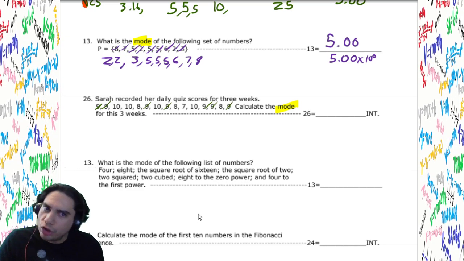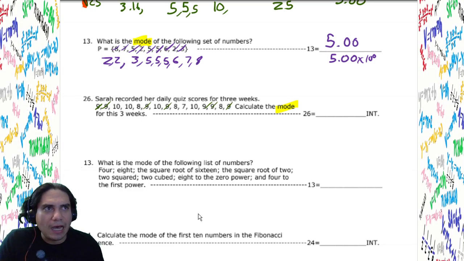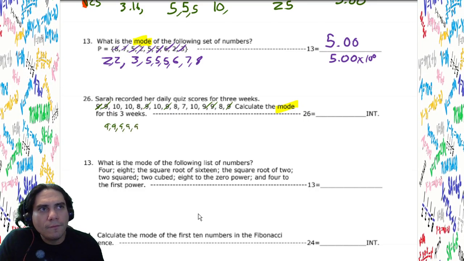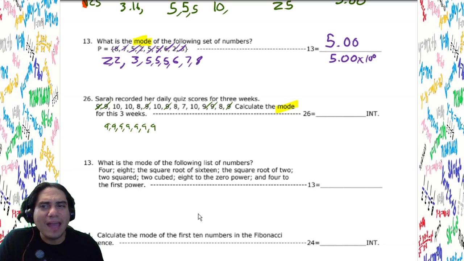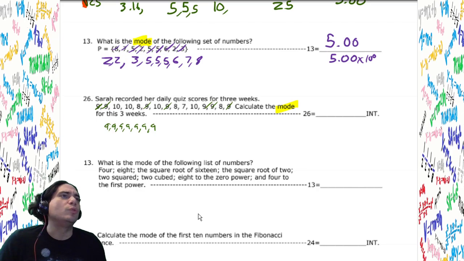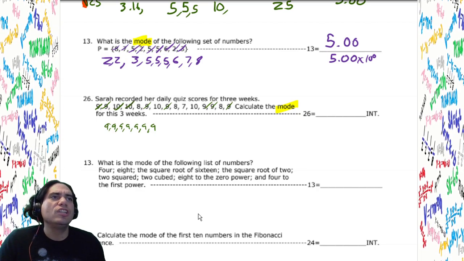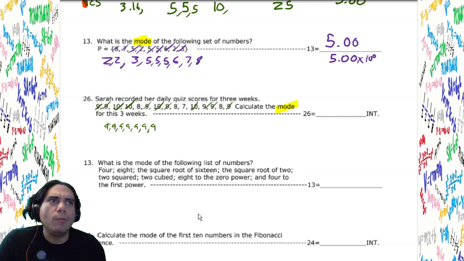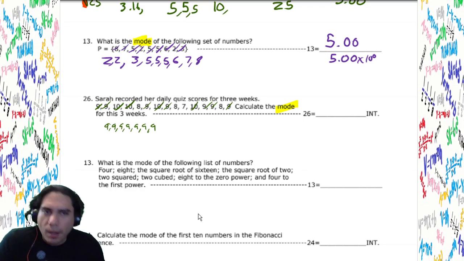1, 2, 3, 4, 5, 6, 7. Dude, there's already 7 nines here. That's a lot of nines. That looks like our mode already. But let's see what else we got. Let's count our tens. 1, 2, 3, 4. So is 10 going to be our mode? No. 9's already the one that appears the most so far.